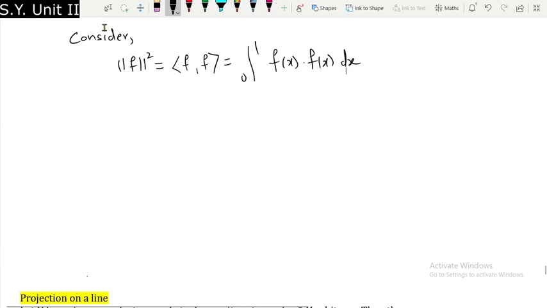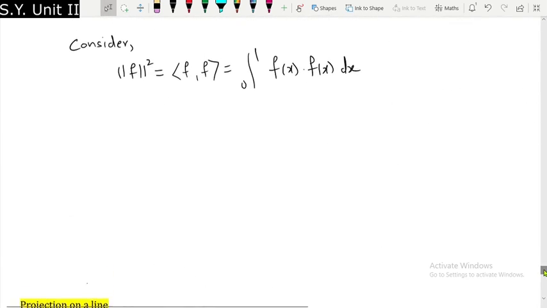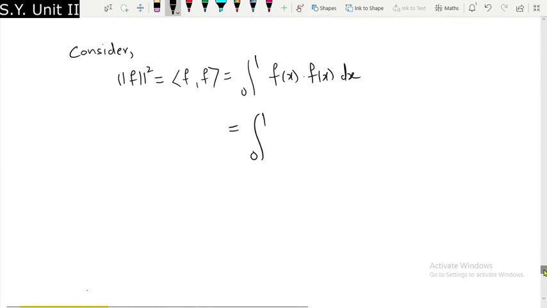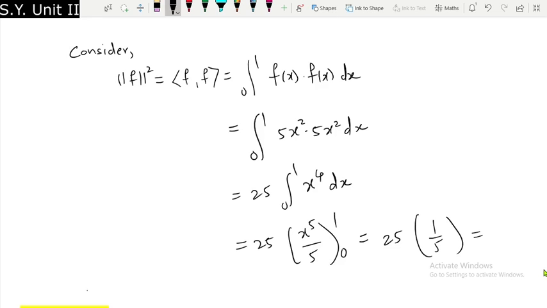Now let us see what is the value of f of x that is given to us. The value of f of x is 5x square that we will use. So this will be equal to integral 0 to 1 5x square multiplied by 5x square dx. But 5 multiplied by 5 is 25, which can be taken out. So integral 0 to 1 x to the power 4 dx, which will be further equal to 25, and the integration of this is x to the power 5 upon 5, limits varying from 0 to 1. This is 25 inside the bracket 1 upon 5, and that is exactly 5. So I got norm of f square to be 5.